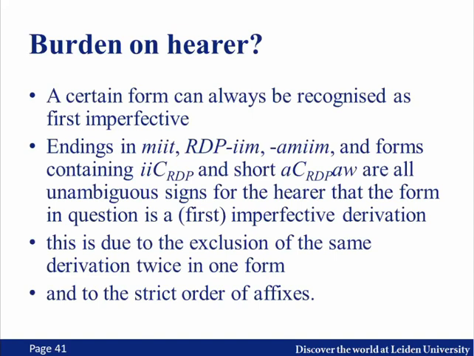Well, how much is this a burden on the hearer? Not that much, I think, because a certain form can always be recognized as a first imperfective. If you have endings in neat, in reduplication plus eem, in amim, all those forms that have the e plus a reduplicated consonant or the short a reduplicated consonant plus au, they are all unambiguous signs for the hearer that the form in question is an imperfective derivation. And part of this is that we can recognize that the same derivation cannot happen twice in the verb, and we know that, and the strict order of affixes. So the hearer can say, okay, this is an imperfective derivation.